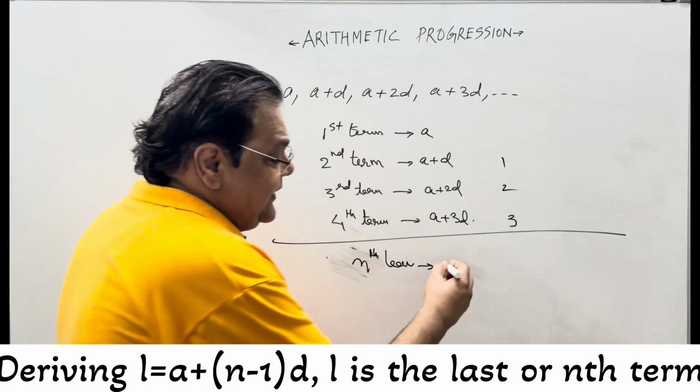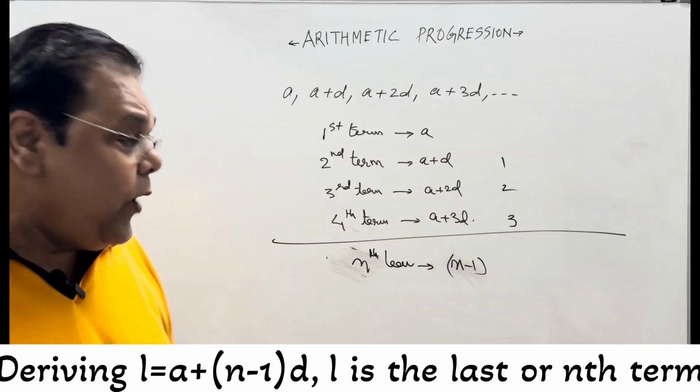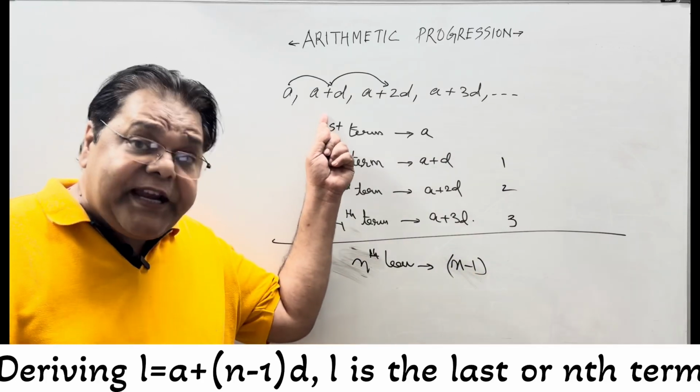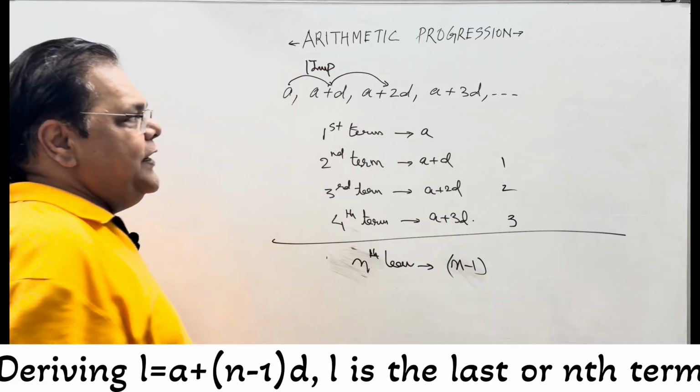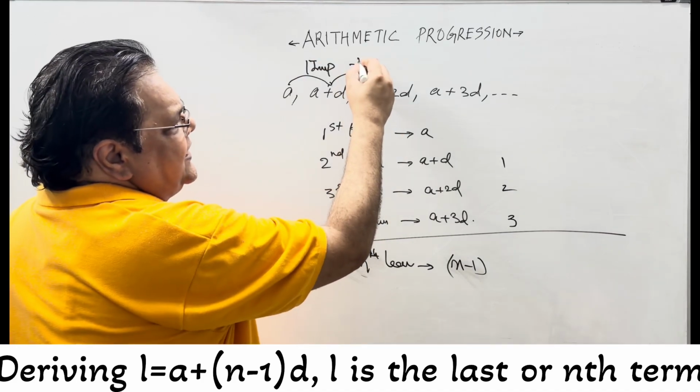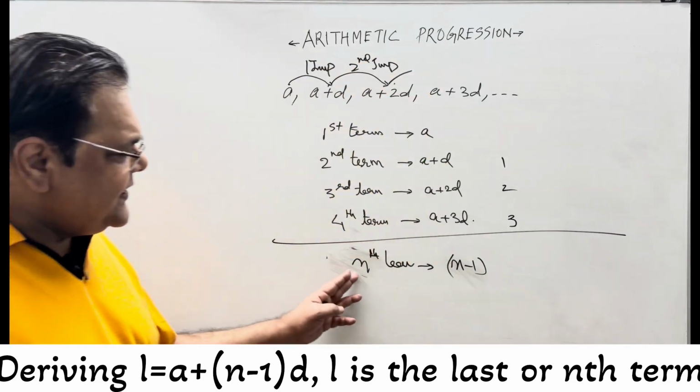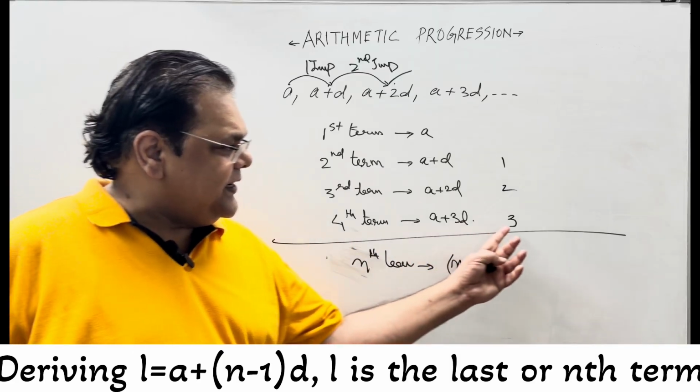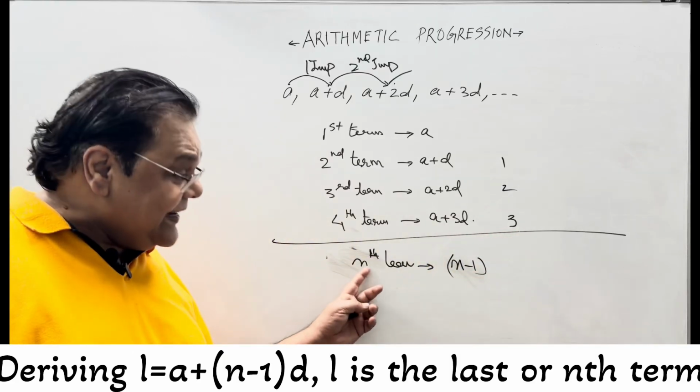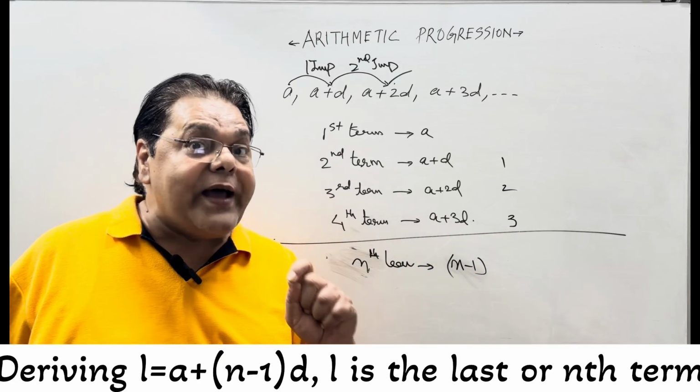It will be n minus 1. Why is it not n? To reach the second term, one jump. To reach the third term, it is the second jump, and so on. That is the reason for the fourth term, it is the third jump. For the nth term, n minus 1 jumps.